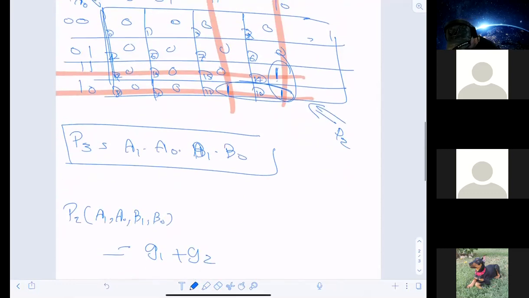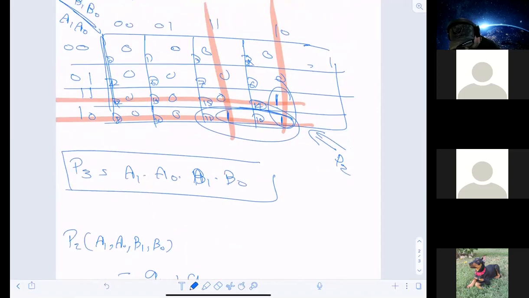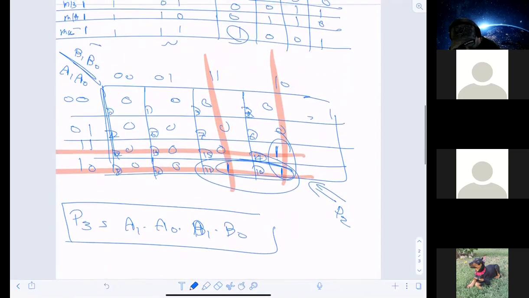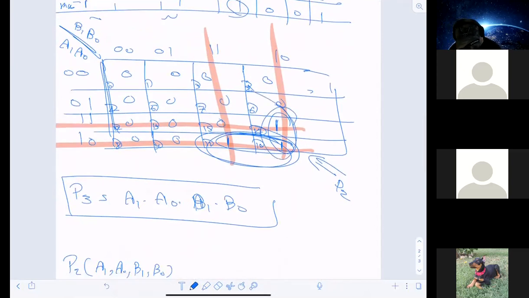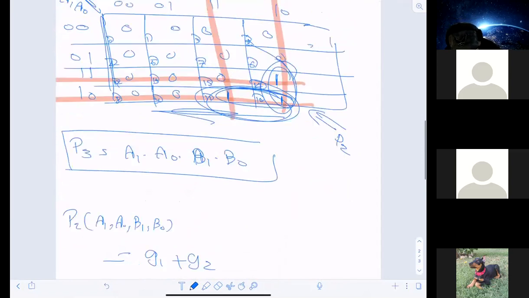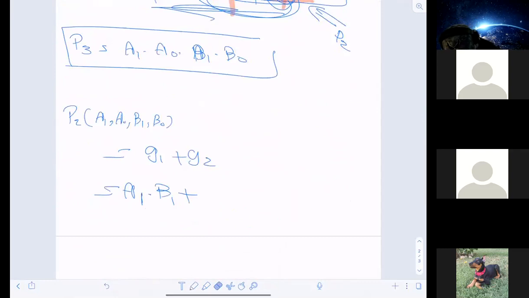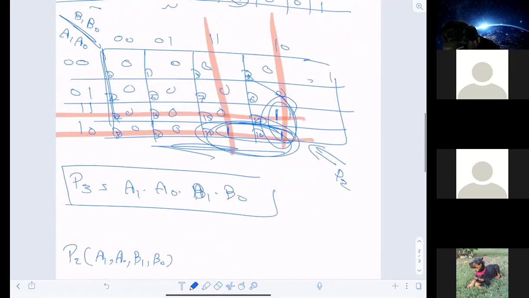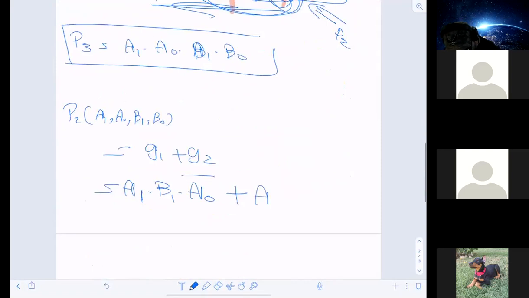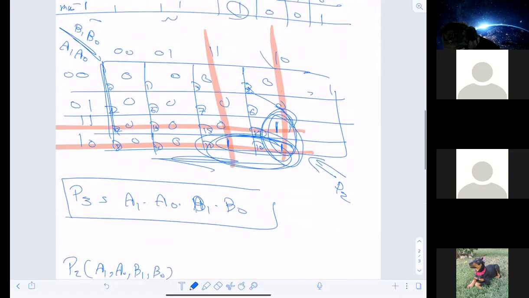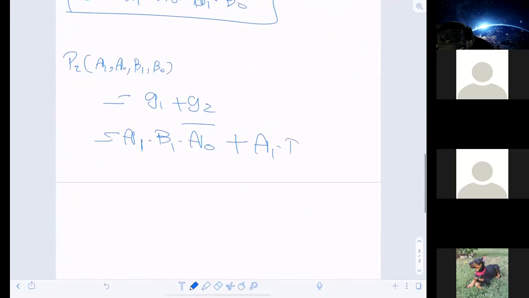Or then this guy, right? That was this guy basically. No, sorry, I think that was the vertical one. That was this one, I believe. Let's go for this, right? No, I made a mistake. It should be A1, A0 complement. Yes, that's correct. Then this one is going to be A1 with those two, which is going to be B1, B0 complement.